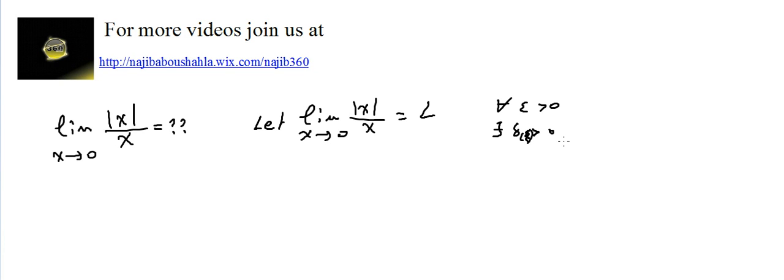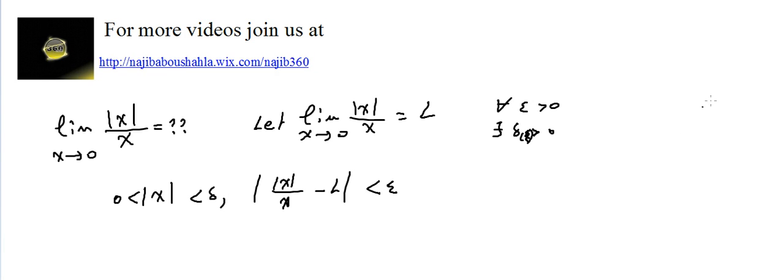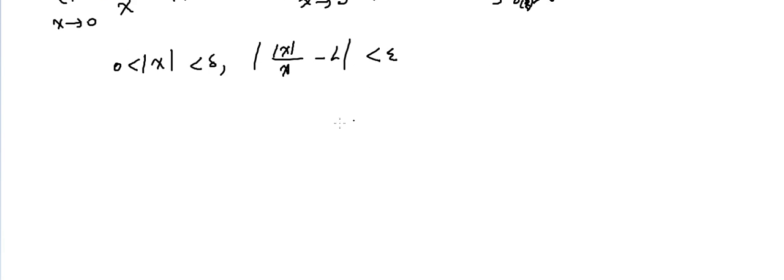Function of epsilon, such that absolute value of x is less than delta, and it is for sure positive, right? Absolute value of x is less than delta, and the absolute value of f of x minus L, which is absolute value of x over x minus L, is less than epsilon.